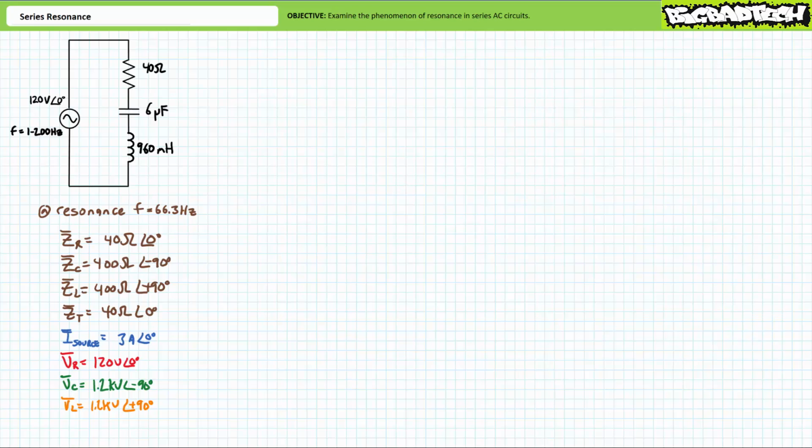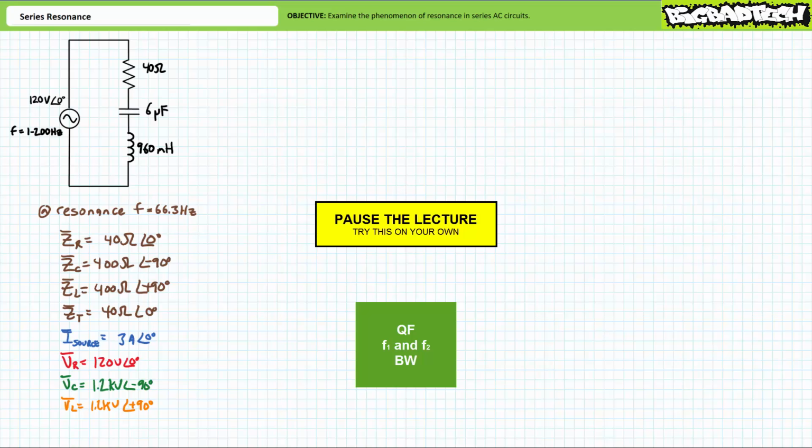This is obviously a comically exaggerated example, intended to dramatically illustrate characteristics of series resonant circuits with large quality factor values, notably extremely high voltages across the reactive components at conditions of resonance. Speaking of quality factor, what's the quality factor for this circuit? What are the corner or half power frequencies? And what's the bandwidth for this particular circuit? By all means, pause the lecture and try this on your own.